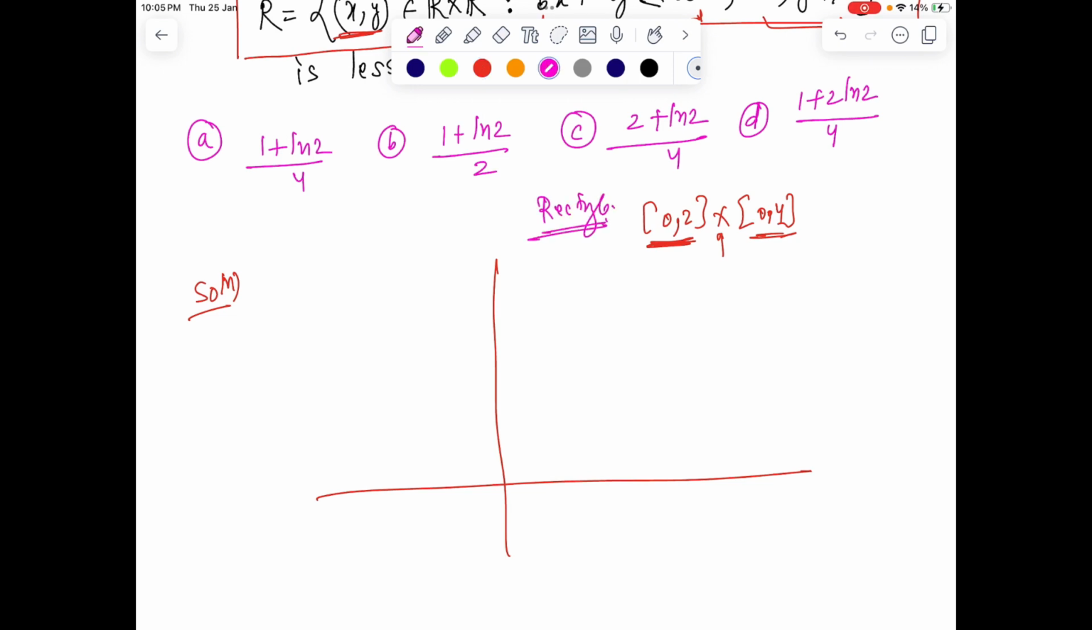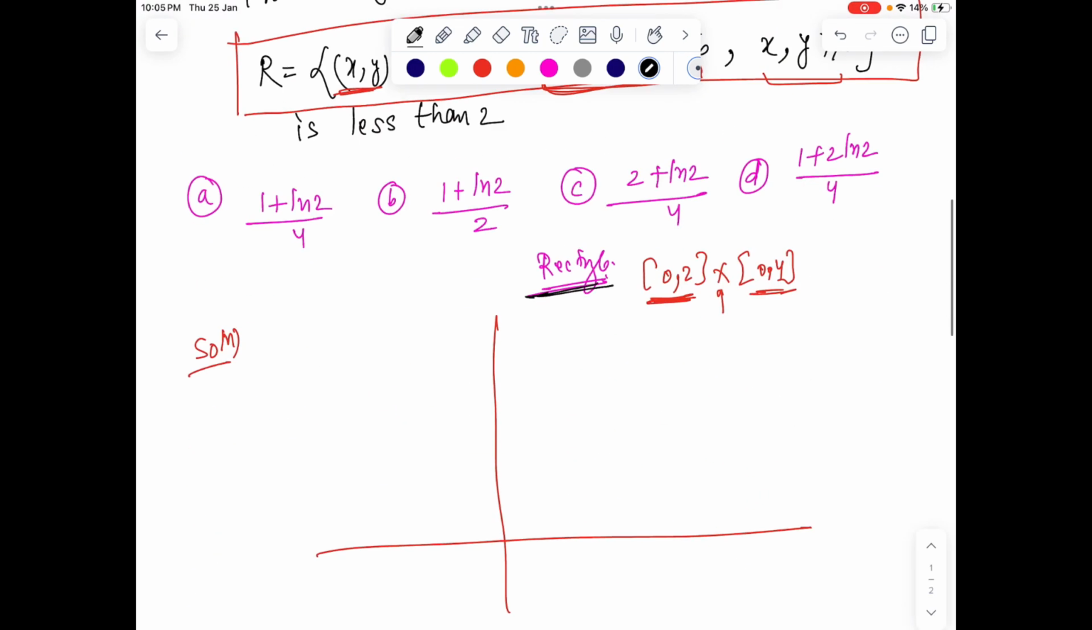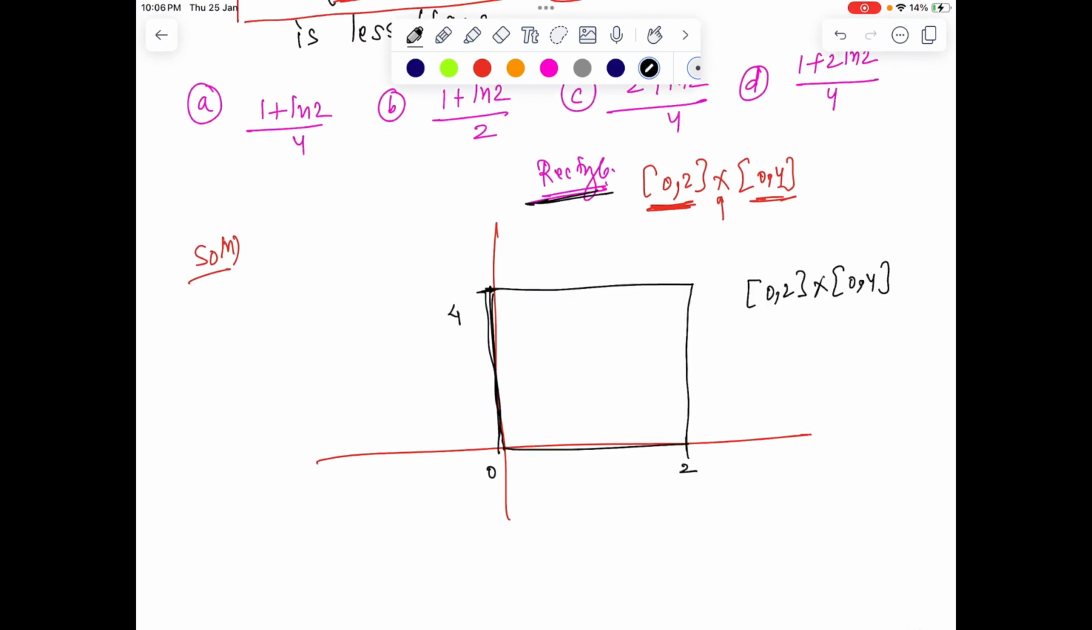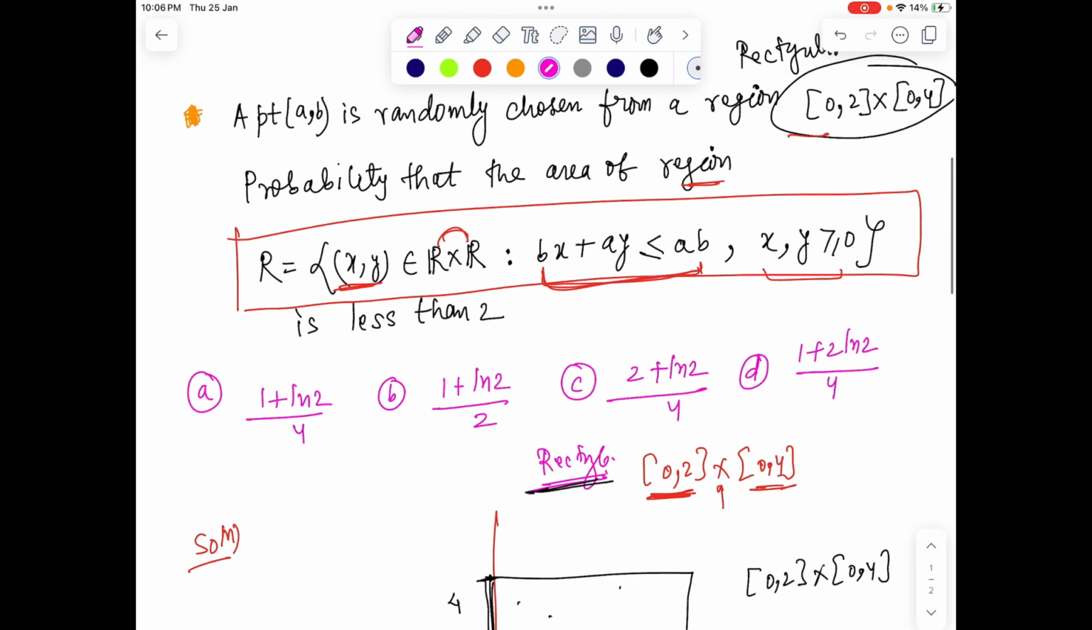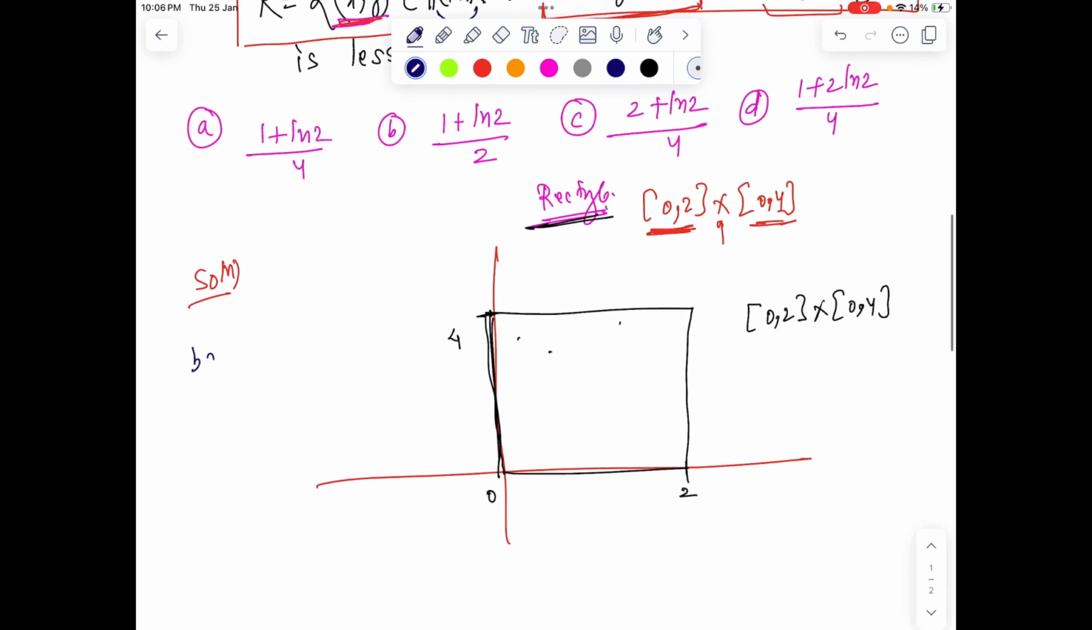The region [0, 2] cross [0, 4] is a rectangular region. Now we can pick any point from this region, depending upon your choice. Let's see what region R represents, (x, y). I can take any real numbers such that bx plus ay is less than or equal to ab.